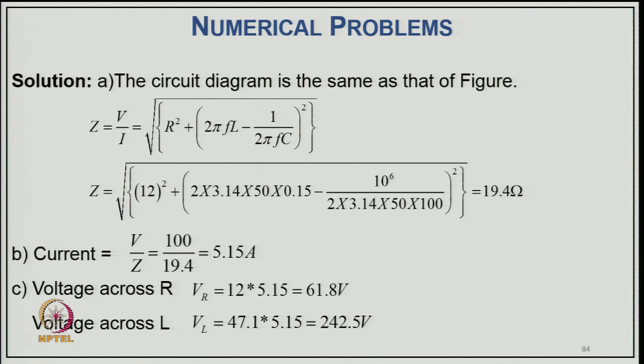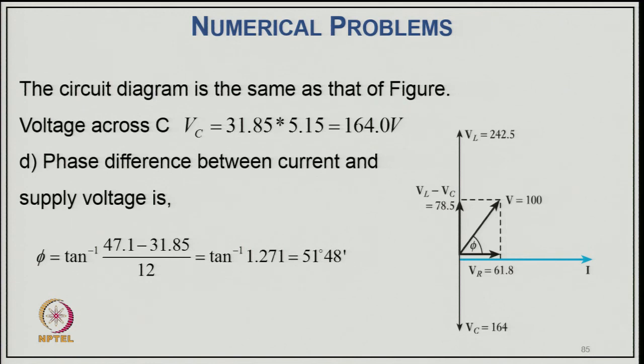Keeping the values of resistance 12 ohm square plus the square of 2 into 3.14 into 50 into 0.15 Henry minus 10 to the power 6 upon 2 into 3.14 into 50 into 100, and taking the root of this total, it comes to 19.4 ohm. Now current will be V upon Z, that is 100 upon 19.4, that is 5.15 ampere, and the voltage across resistance V R comes to 12 into 5.15 equal to 61.8 volt, and the voltage across the inductor is X L, that is 47.1 into 5.15, that is 242.5 volt.